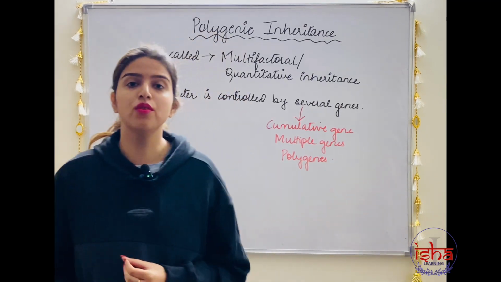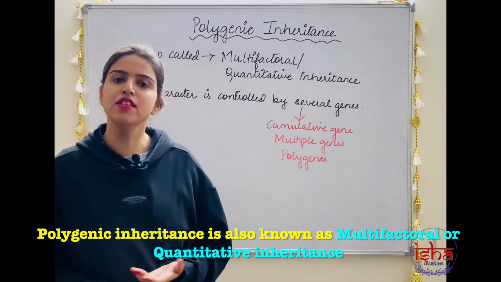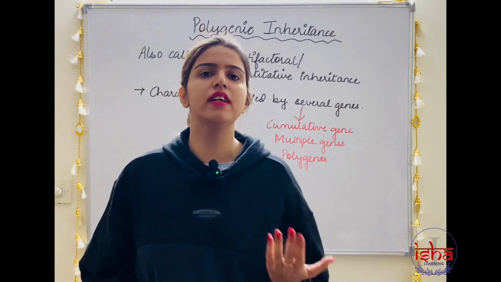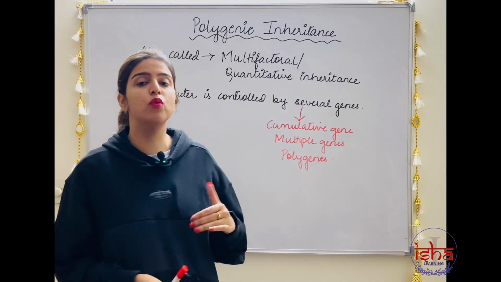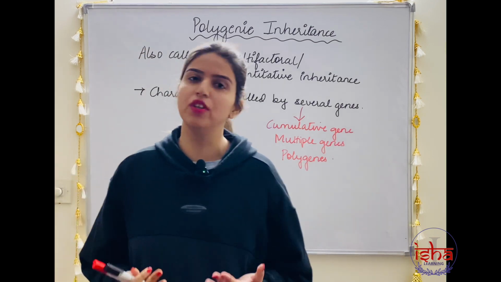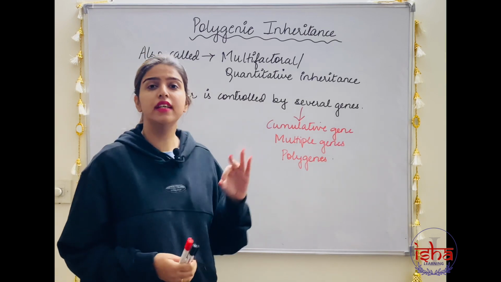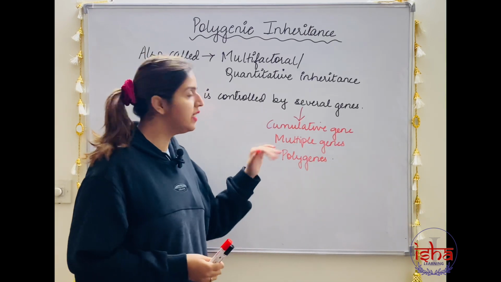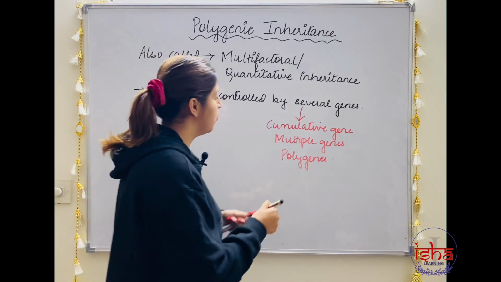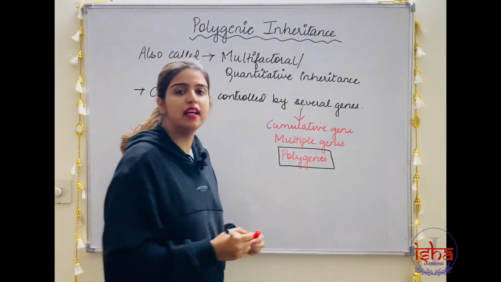Well, it is also known as multifactorial or quantitative inheritance, as we have already discussed. It represents a situation when one character is controlled by more than one gene. Multiple genes are responsible for a character. Now, these genes that control that character are known as cumulative genes or multiple genes or what we know as polygenes, and thus the name polygenic inheritance.